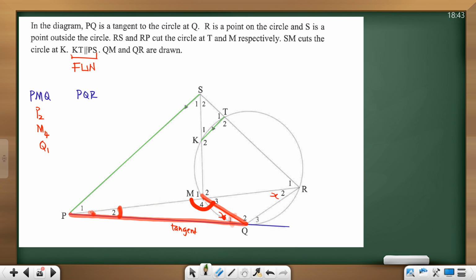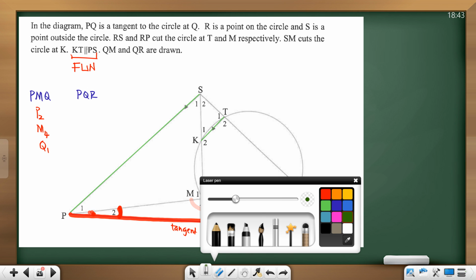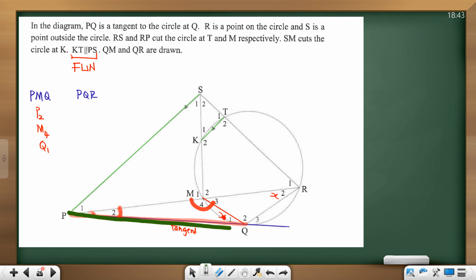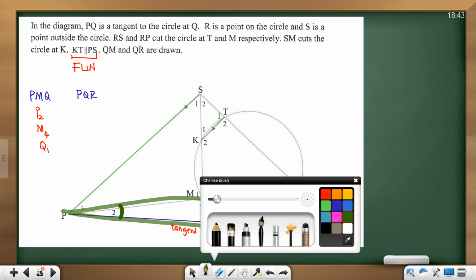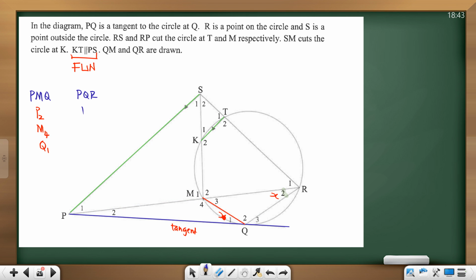Now PQR, come, let's go. Where's my highlighter? PQR, it's P, it's Q, it's R. Okay, can you tell me the angles that you see? P2, in that order. Q1 and 2, and then what? R2. Okay, so what do we have? P2, Q1 plus Q2. Check. I'm done with the first one.